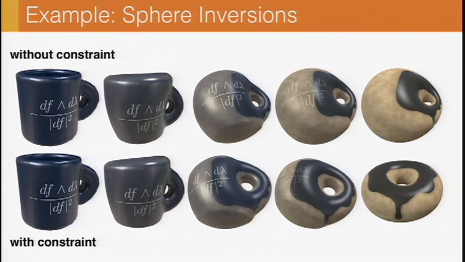Here's an example of, again, what happens if we do and don't use the constraint. So on the top, we ignore this constraint, and you can see that this coffee cup flows into this sort of chocolate croissant, where the area gets shrunk on one side. And on the bottom, it flows to a nice chocolate donut that's perfectly round and has a nice area distribution.